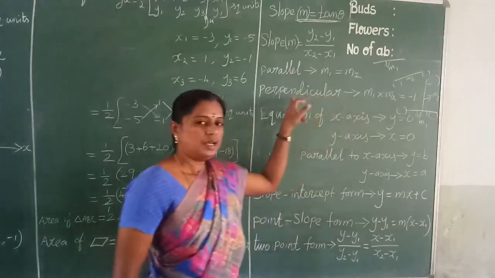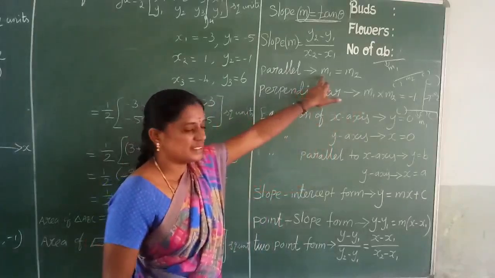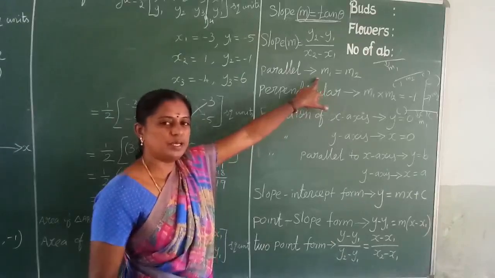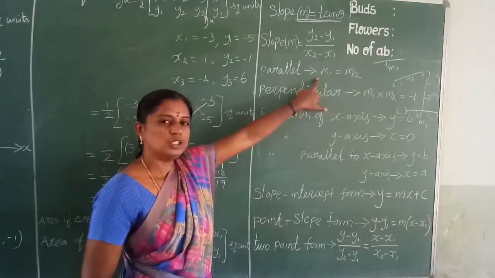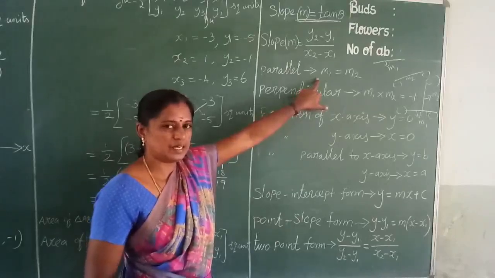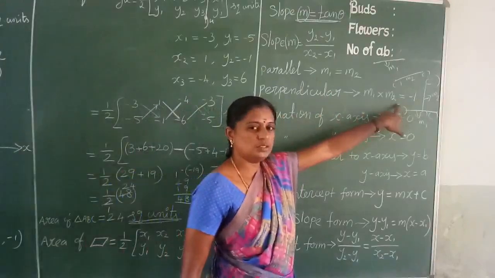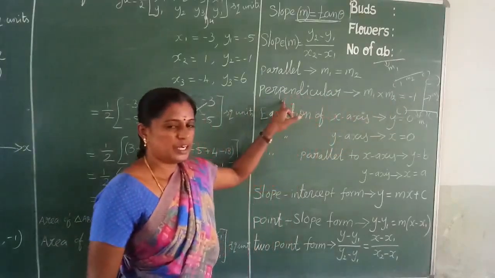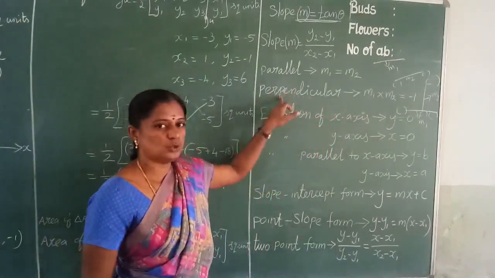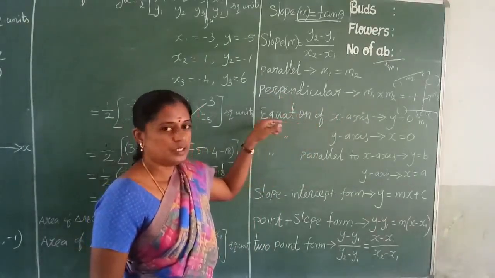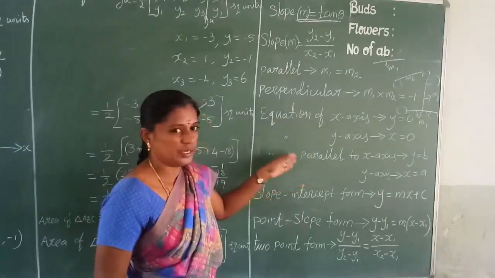In a question, if 2 lines are given and it asks whether they are parallel or perpendicular, separately you find m1 and m2. If the 2 slopes are equal, that is a parallel line. Otherwise, if the 2 slopes multiply and we get the answer -1, the 2 lines are perpendicular. These types of questions are 2 mark. Next we see equations, which we already saw in lower classes.